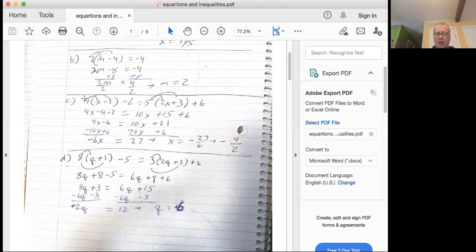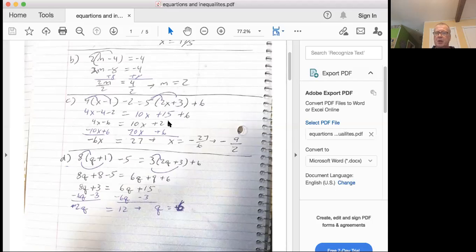Let's look at C. Lots of distributing here because we have two sets of parentheses. We have to distribute both times to get rid of them. Distribute the 4. That gives us 4x minus 4 minus 2 on the left side. Distribute the 5. That gives us 10x plus 15 plus 6 on the right side. I'm going to combine the minus 4 and the minus 2. That gives me minus 6. I'm going to combine the 15 and 6. That gives us 21. So we end up with an equation of 4x minus 6 equals 10x plus 21.